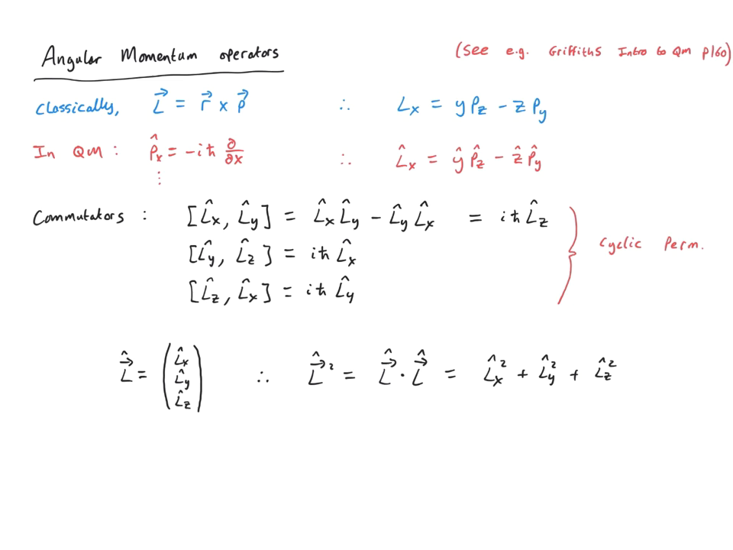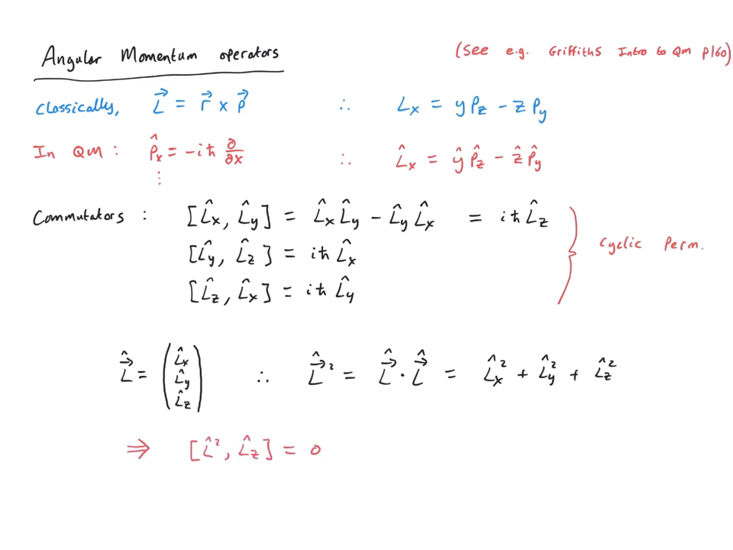Now we can define a vector operator, L vector hat, which is simply a three-dimensional vector as usual, but in the x, y, and z components we have operators Lx hat, Ly hat, and Lz hat. If we now consider the square of this object, L vector hat squared, what we mean is we're taking the dot product of L vector hat with itself, L dot L, which gives us a scalar quantity, Lx hat squared plus Ly hat squared plus Lz hat squared. And we can use these definitions to work out what that is in terms of the position and momentum operators.